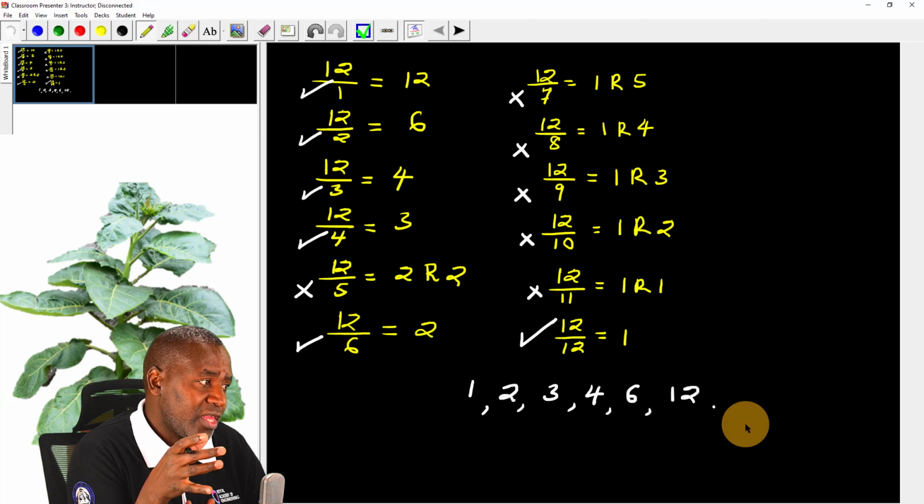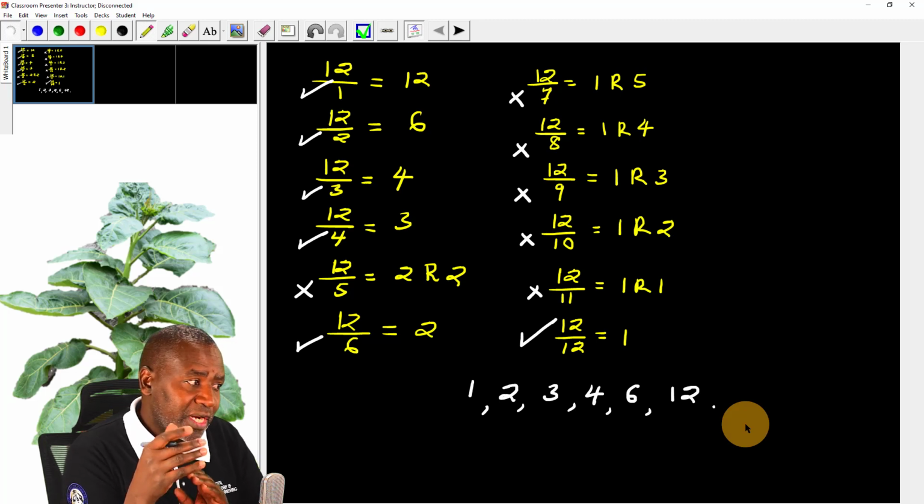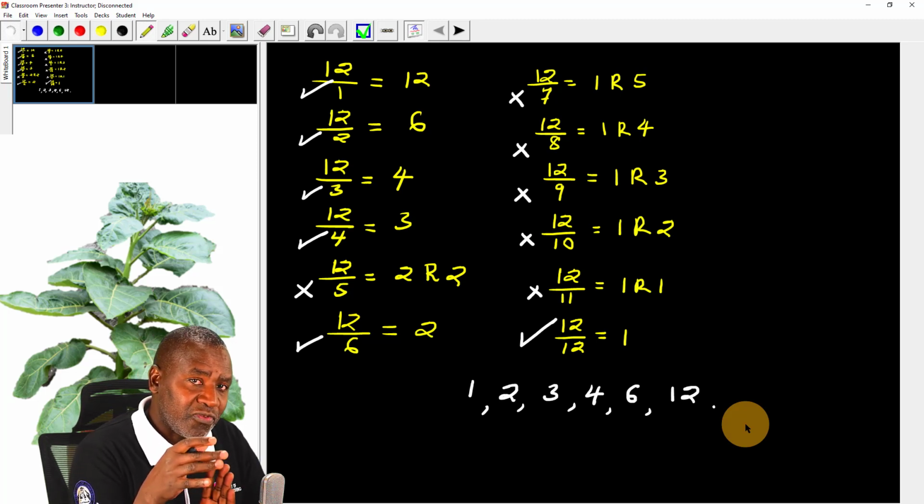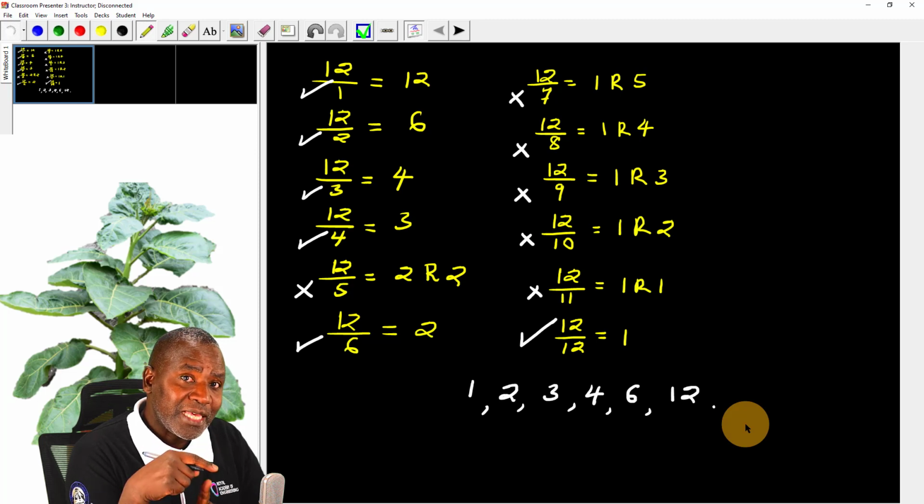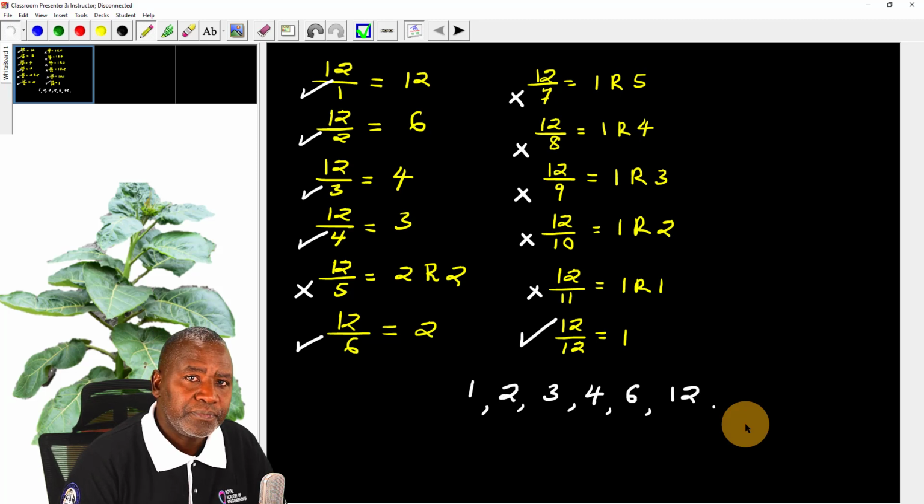I've started with the simplest number, which is number 1. I divide that particular number by 1. I get itself. Then I go to number 2. Then I go to number 3. And all that, trying to find out whether that number divides the given number exactly without a remainder. If there is a remainder, then that number is not a factor of number 12.